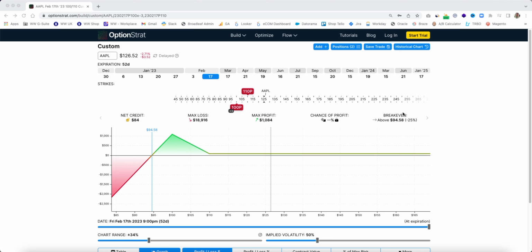And our break even point, so where we actually start losing money, is if Apple drops below $94.58. That's a 25% move from the current price today. So that's why we have a high probability of profit, because Apple, in my opinion, will go down in 2023. I don't think it will drop by 25% by February the 17th. And even if it does, I actually make more money when Apple starts going down, as we'll look at in a second. So that's the setup for the trade.